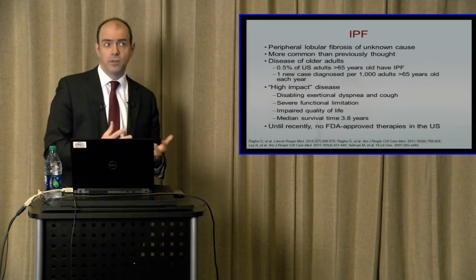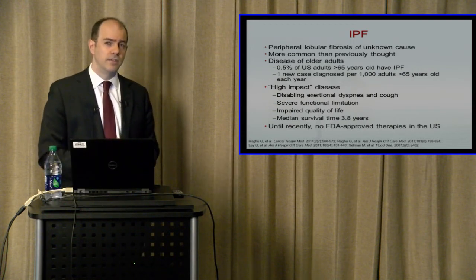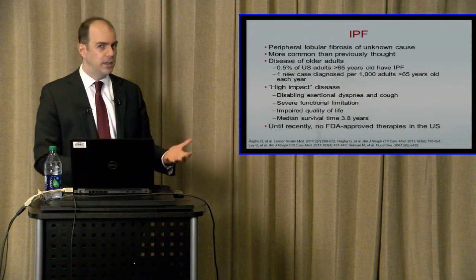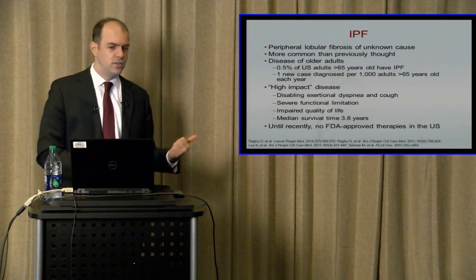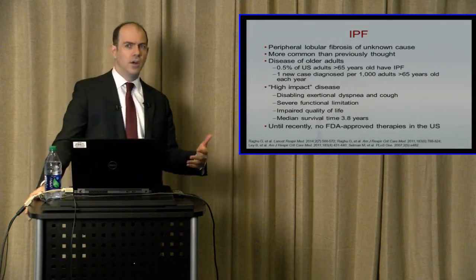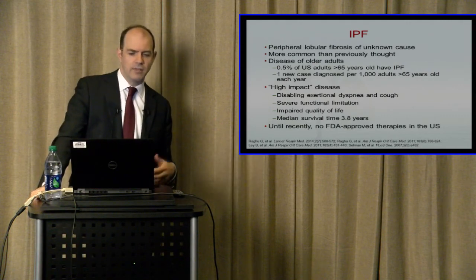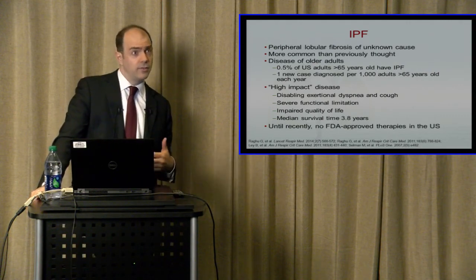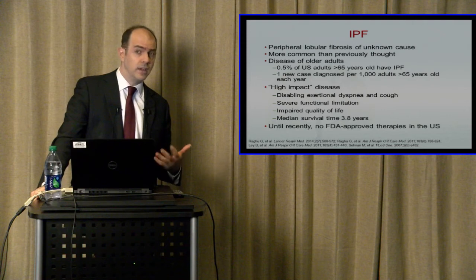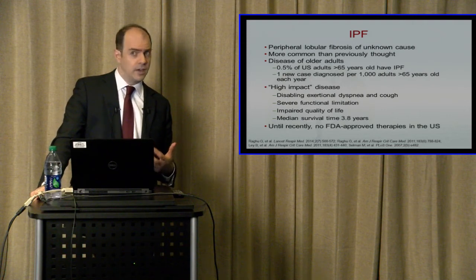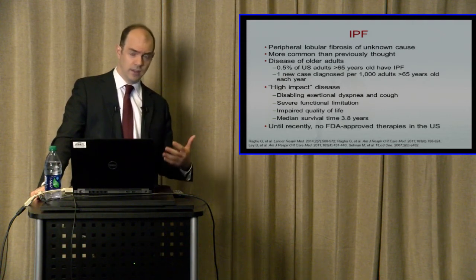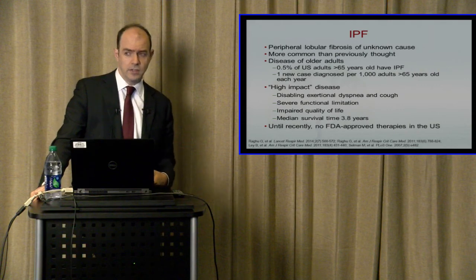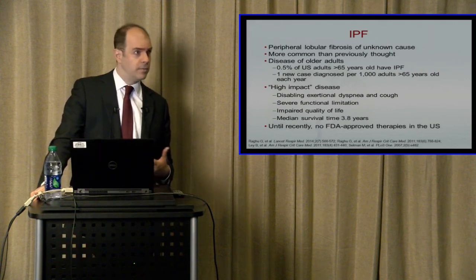It is a disease of older adults, very uncommon before the age of 50, and in fact, even people in their 50s who have fibrotic disease usually don't have this. It's really in folks over 60, 65 who tend to have it. And for those who suffer from the disease, it is really a terrible disease. Very disabling exertional dyspnea and cough, at least in the more moderate to advanced stages. Severe functional impairment. Folks can't engage in their daily activities.